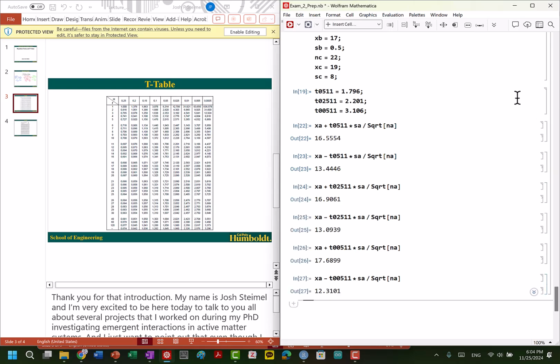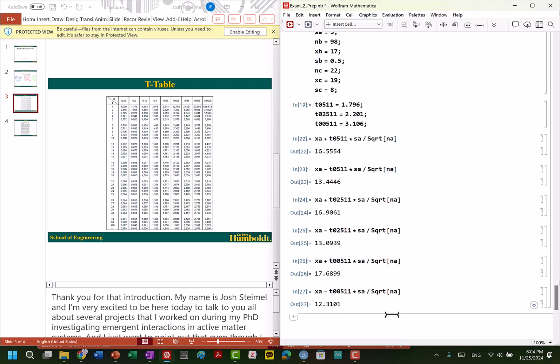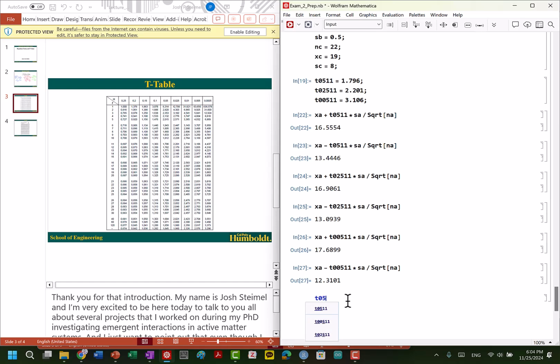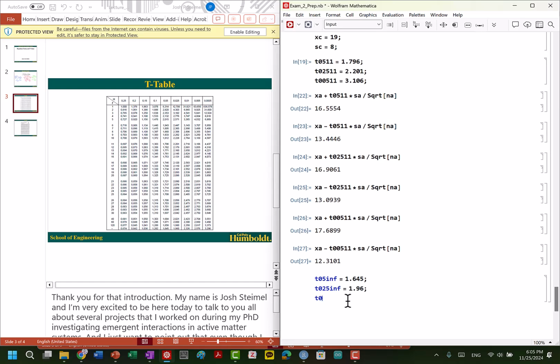Great. Now we're going to do the same thing, but for B. For B, we're looking at 98 measurements. So that'll be T infinity. T05 inf equals, so we're looking at 1.645. Then T025 inf equals 1.96. And then T005 inf equals 2.576.